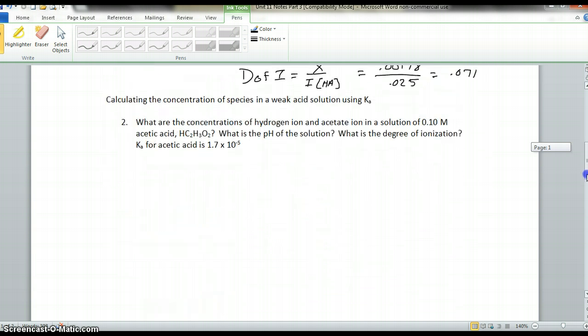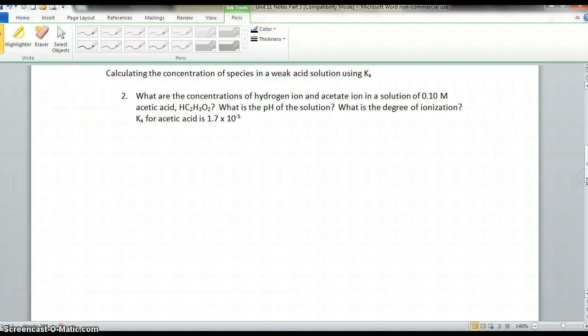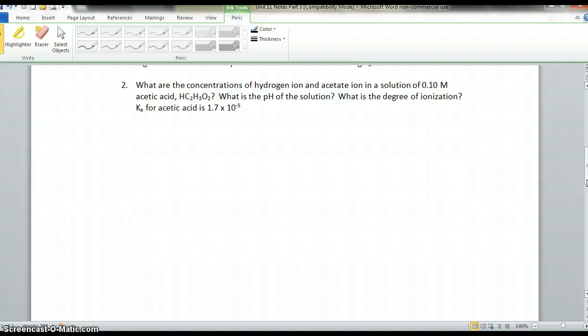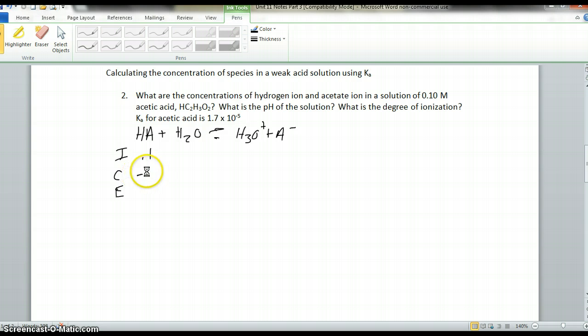The next example is going to be the same basic concept, except this time we're going to calculate the concentrations when we're given Ka. In other words, we're just going to be solving for x. So again, we're given an acid, in this case acetic acid, and we have 0.1 molar, so we're going to, again, write out our general form of the equation. We're going to do an ICE chart again, and you're going to notice that these ICE charts end up all looking exactly the same: minus x, 0.1 minus x, 0, x, 0, x.